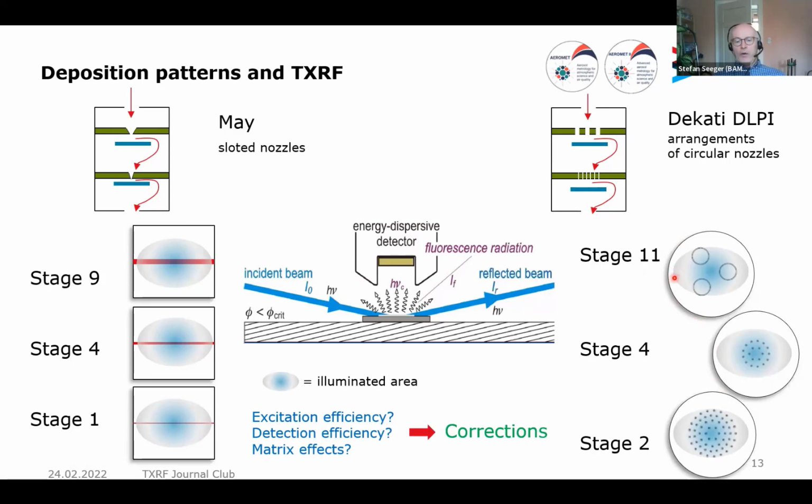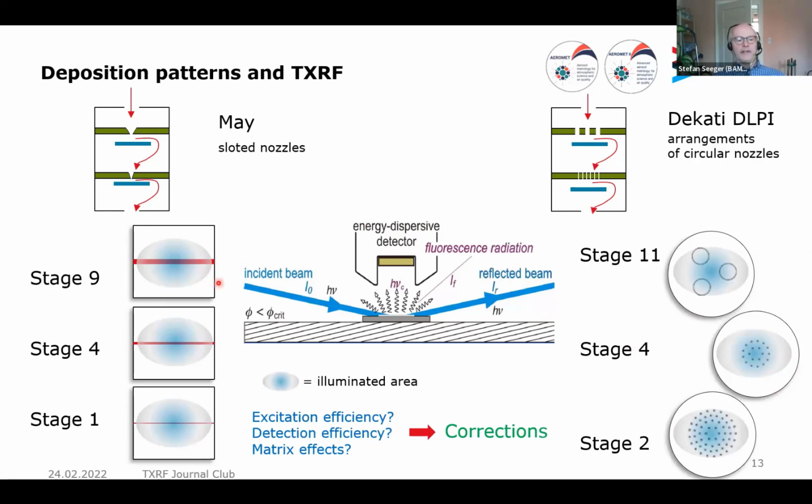And how will the whole system react? How will the signal which I detect react to the fact that I have a laterally expanded deposition here instead of the usual spot-like deposition in the center of the samples? And that is also true for the stripe-like patterns.